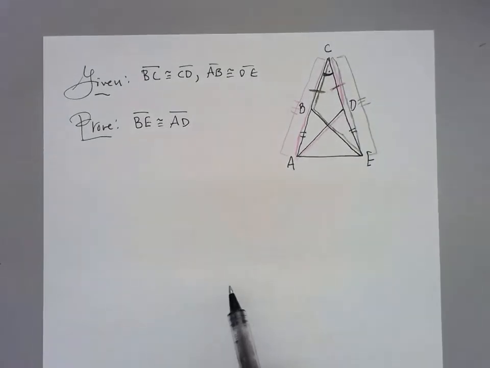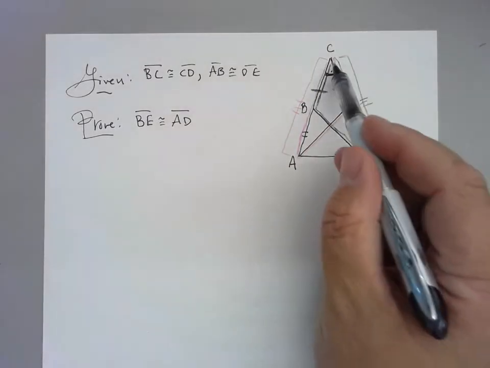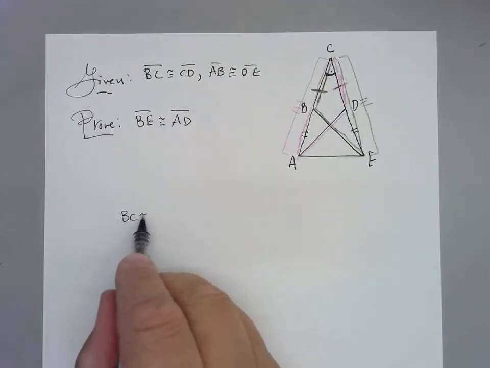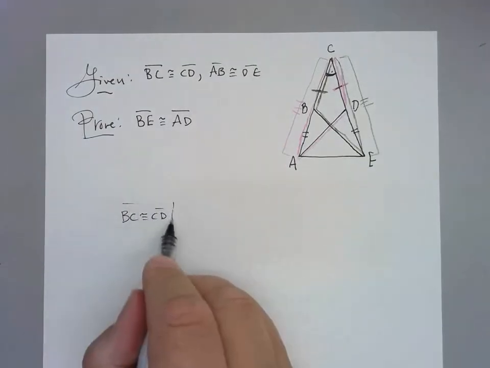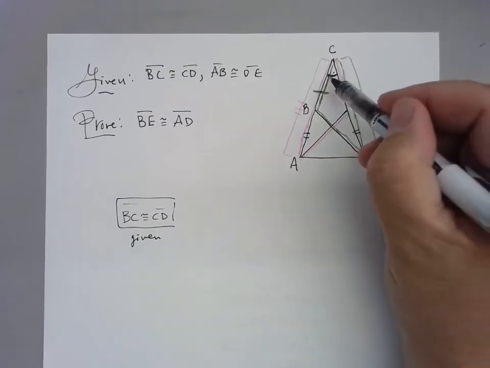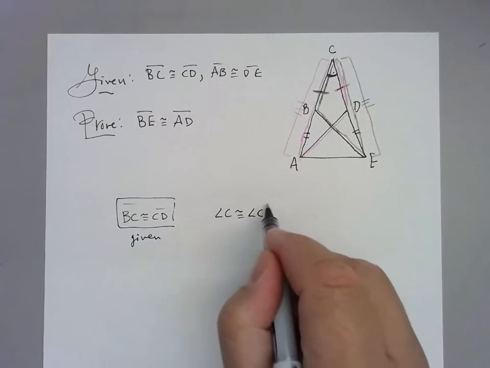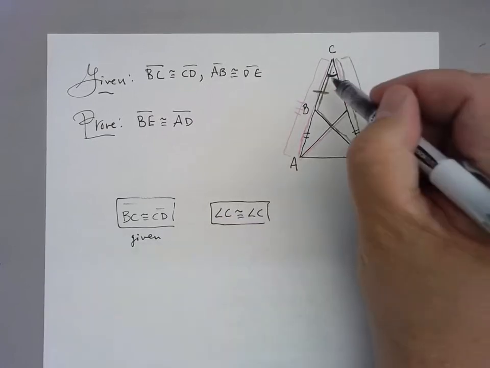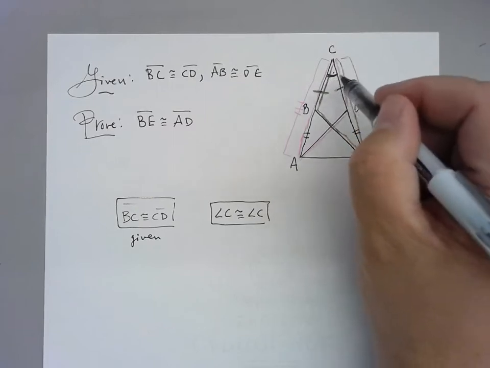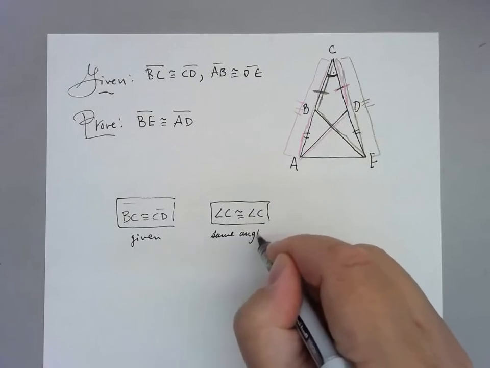So here's how this would look when I wrote it up. First of all, I have these two short sides, BC and CD, are congruent. That's a given. Then I have my angle at the top, which I can simply call angle C. It's the only angle with vertex C in this problem. That's the shared angle. It's an angle of the pink triangle, and also the same angle is the angle of the green triangle. So this is the same angle.